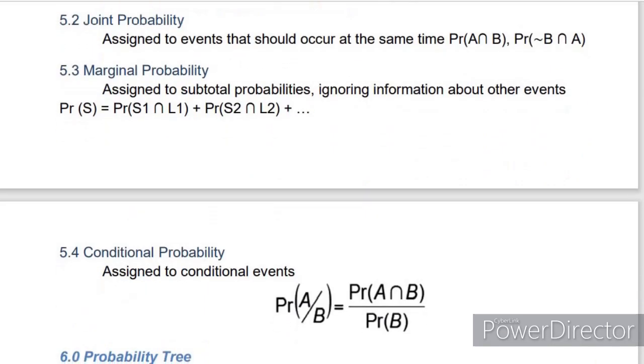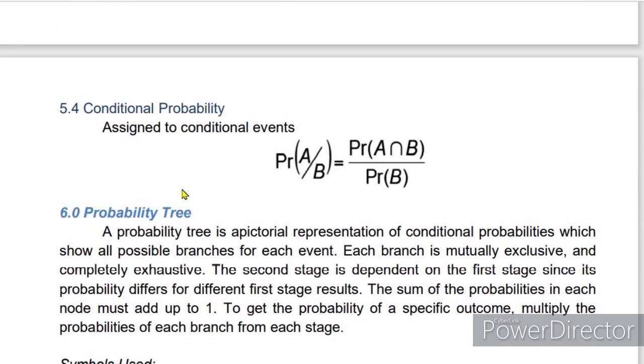Okay. Next, 5.4, conditional probability assigned to conditional events. Probability A or B is equal to probability of quantity A intersection B over probability of B. So we have those series of formulas that we will use.